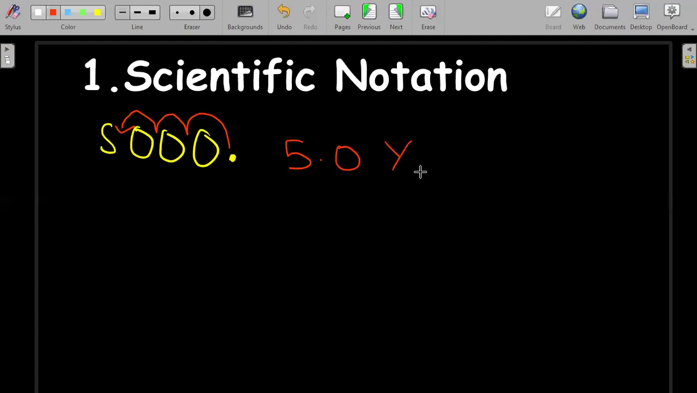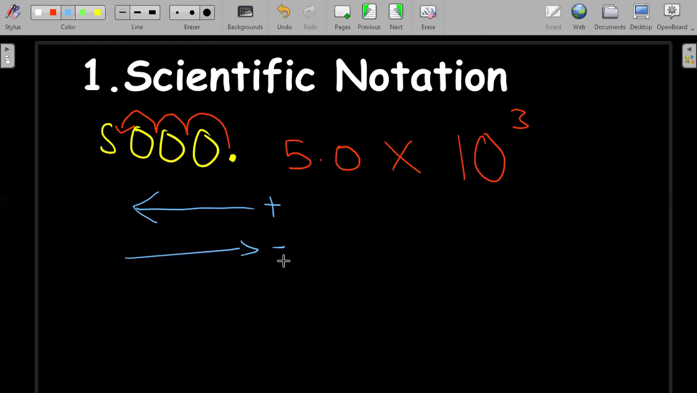Then I'm going to say times 10 to the power. How many times have I moved my decimal place? 1, 2, 3. So I'm going to write 3 here. Now I need to decide on the sign that this 3 is going to have. Is it going to be negative or positive? If we move to the left, the power should be positive. If we had moved to the right, the power will be negative. Here we moved to the left, so the power should be positive, just like the way it has been there.